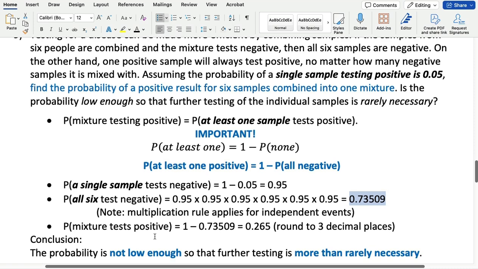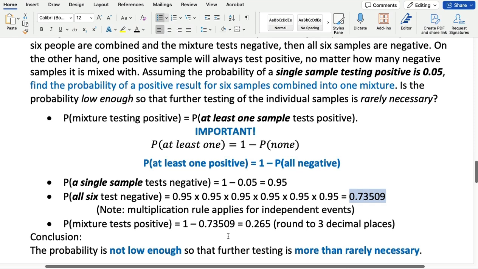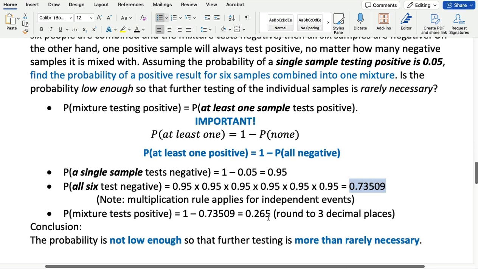Then the last step is to take that number and subtract from 1, because the probability of at least 1 is 1 minus the probability of none. So that's going to equal 0.265 if we round it to 3 decimal places. So our conclusion then, because 0.265 is much greater than 0.05, that's like 26.5% of the time. So it is not low enough. It's low, but it's not low enough so that further testing is rarely necessary.